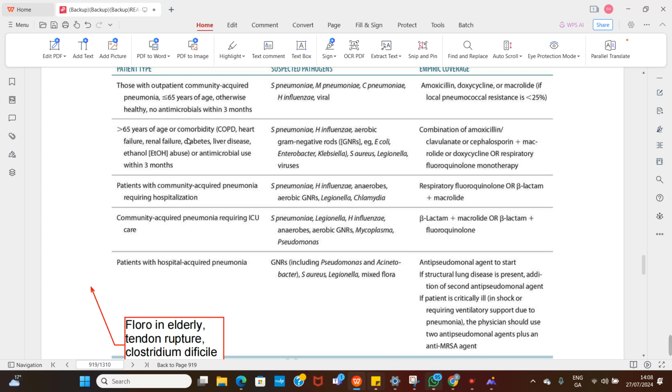Do you get? But if the person is coming with shock or the person requires ventilation in the hospital, then you have to add anti-MRSA to your 2 anti-pseudomonal agents. Okay. So that's going to be your piperacillin-tazobactam with gentamicin, or piperacillin-tazobactam with levofloxacin, with linezolid or vancomycin.